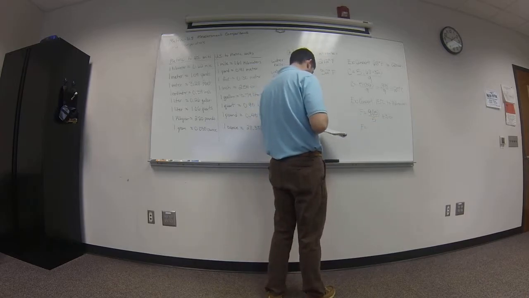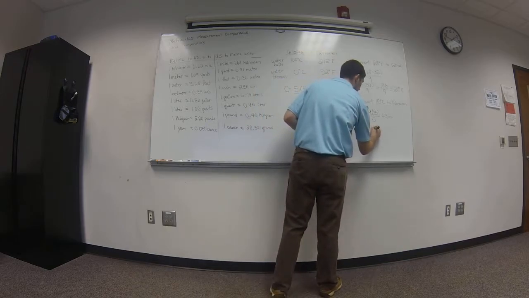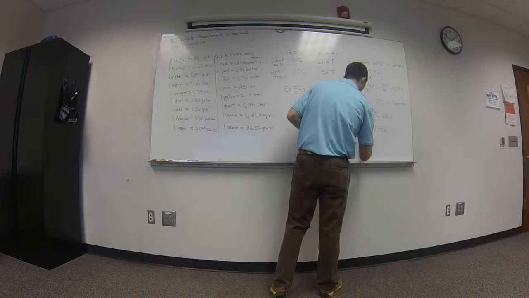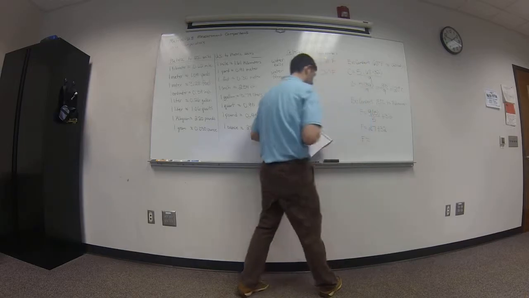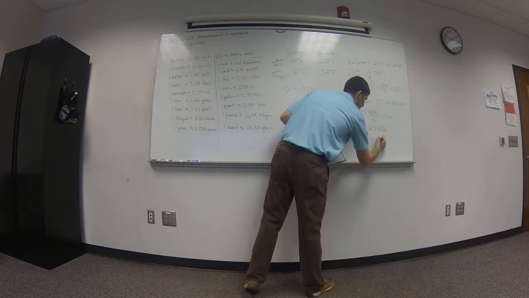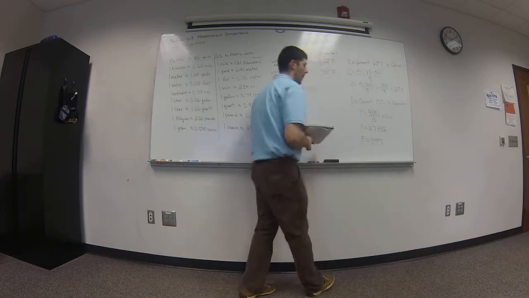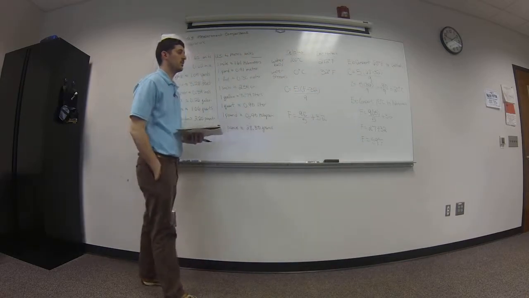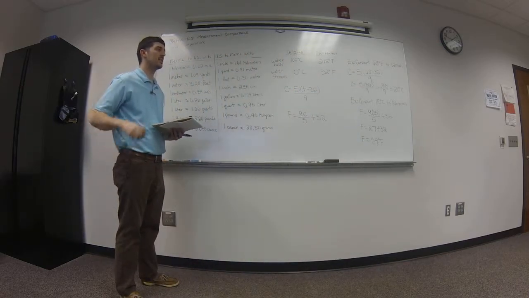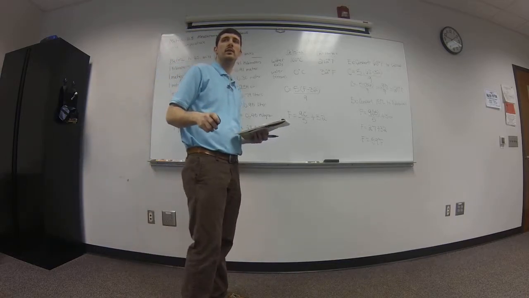So 9 times 15 gives me 135. Divide that by 5, we get 27. And now we can add the 32. So 27 plus 32 gives me 59 degrees Fahrenheit. That's right. So we figured out that 15 degrees Celsius is the same thing as 59 degrees Fahrenheit.